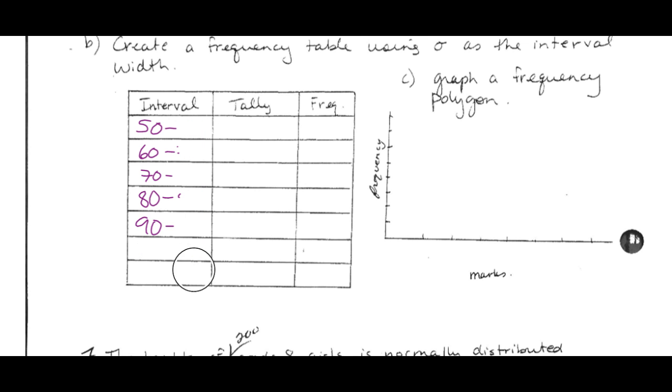I'm going to go back to the other one. So 50 to 60, 60 to 70, to 80, to 90, to 100, right? Include, exclude. So any mark up to 60, if you had a 59.5, you would put it in here. But if you had a 60, it would go in that one.